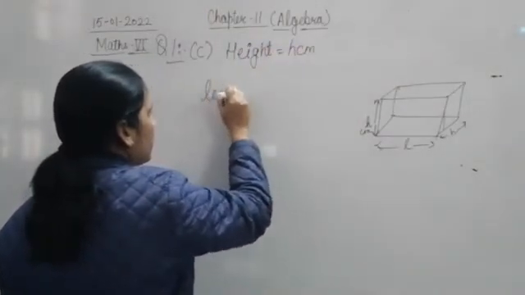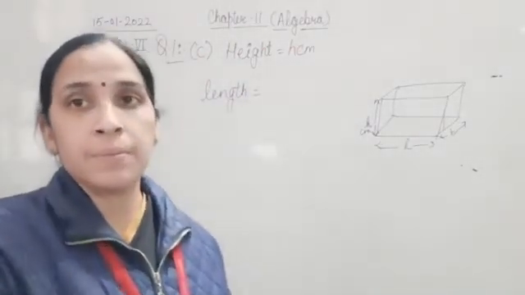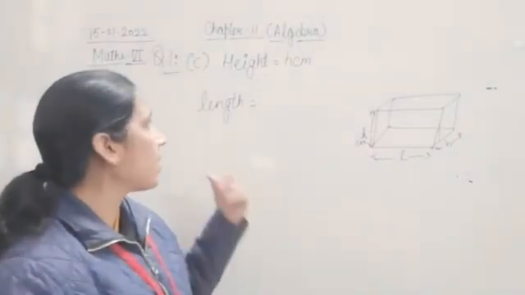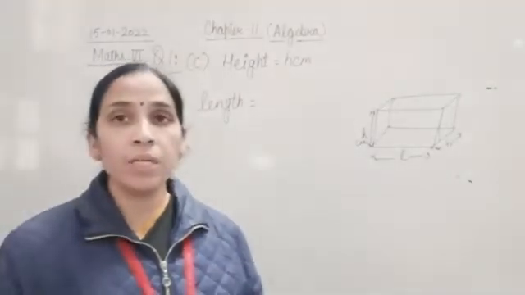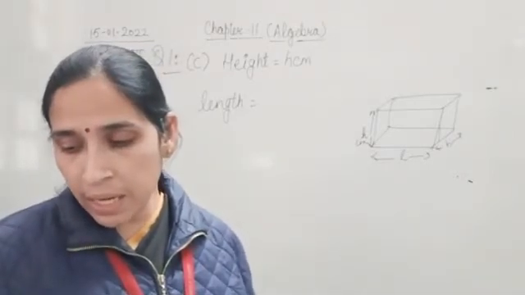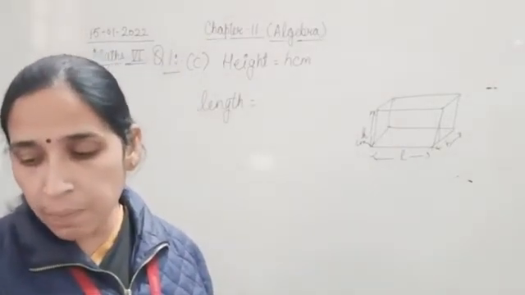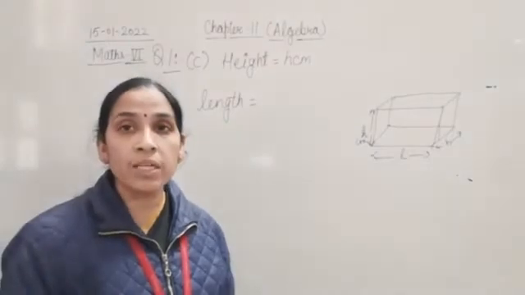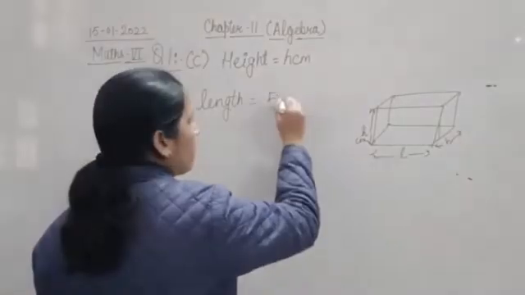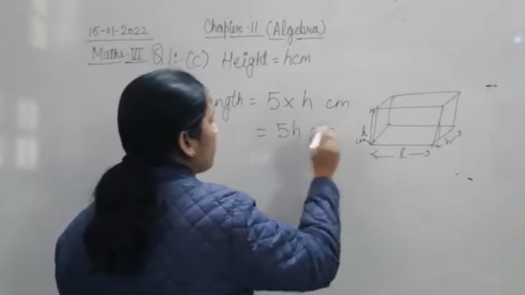So students, what is height? That is h centimeter. Now you need to find the length and breadth related to that. Express the length and breadth of the box in terms of height. It is already given in the question that its length is 5 times its height. It means that will be 5 into h centimeter, or you can write it as 5h centimeter.